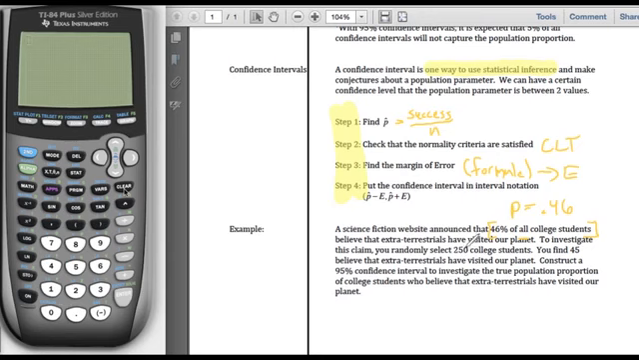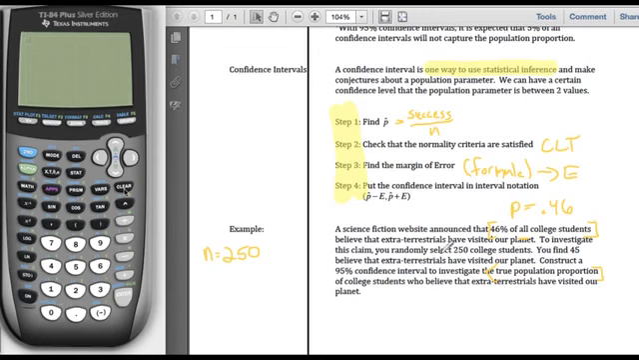We randomly select 250 college students. So our sample size is 250. You find that 45 say, yes, I believe that aliens have visited our planet. We want to construct a 95% confidence interval to investigate the true population proportion. So we're going to use this sample of 250 to make an assertion about the millions and millions of college students all over the planet and whether or not they believe extraterrestrials have visited our planet.